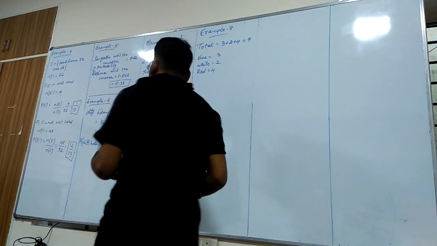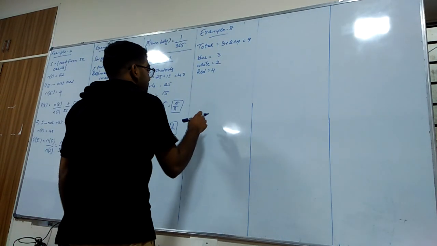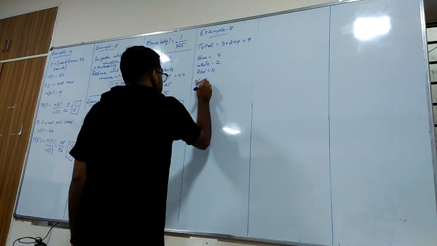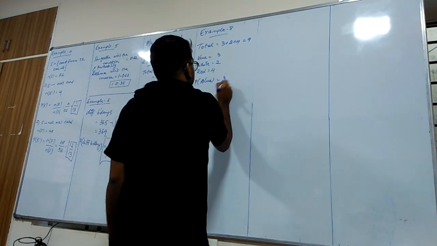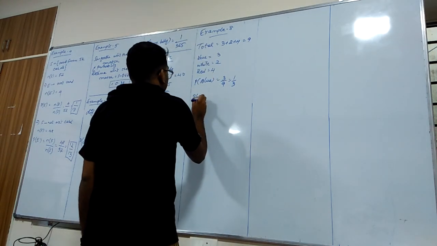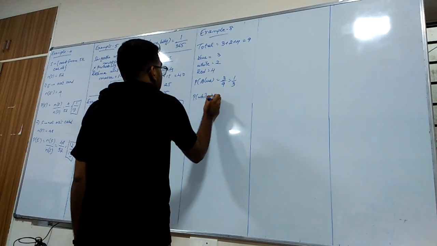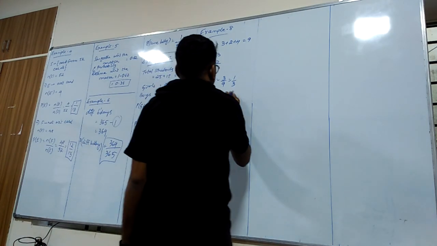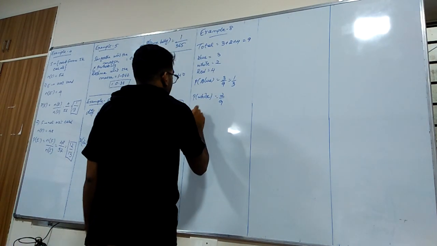Now, probability of getting blue is 3 by 9. Probability of getting white is 2 by 9. And red is 4 by 9.